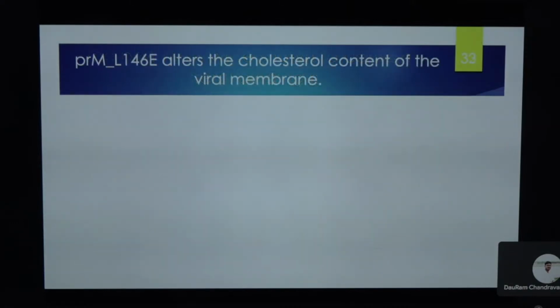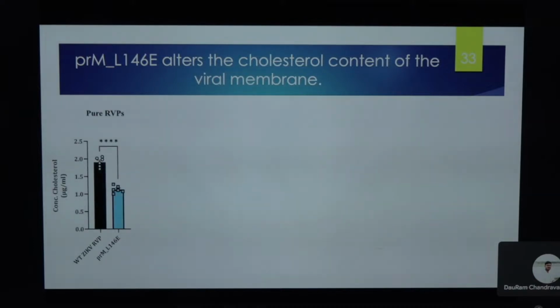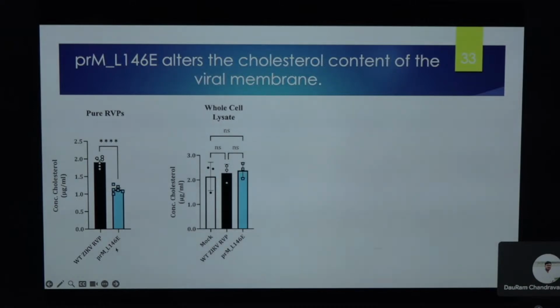And so what we did was look at the different cholesterol contents of the viral membranes of these purified RNP particles. And so what we can see is that, yes, we actually do have a tremendous decrease in the amount of cholesterol between the wild type and the mutant version. But we wanted to make sure that that wasn't an artifact from the cells themselves. And so using the whole cell lysate, we can see that there's no major difference between the different groups, mock-infected, wild type, or the mutant version, suggesting that cholesterol itself is not being disrupted within these cells. It is only being disrupted in its integration into the virus membrane.